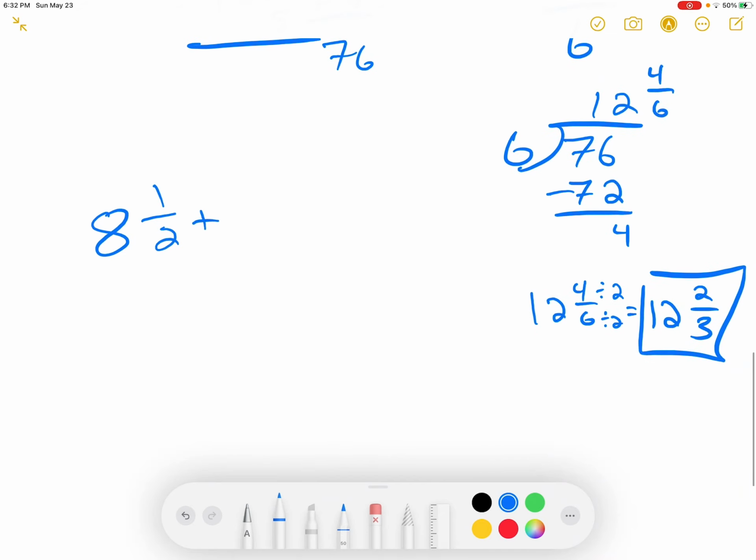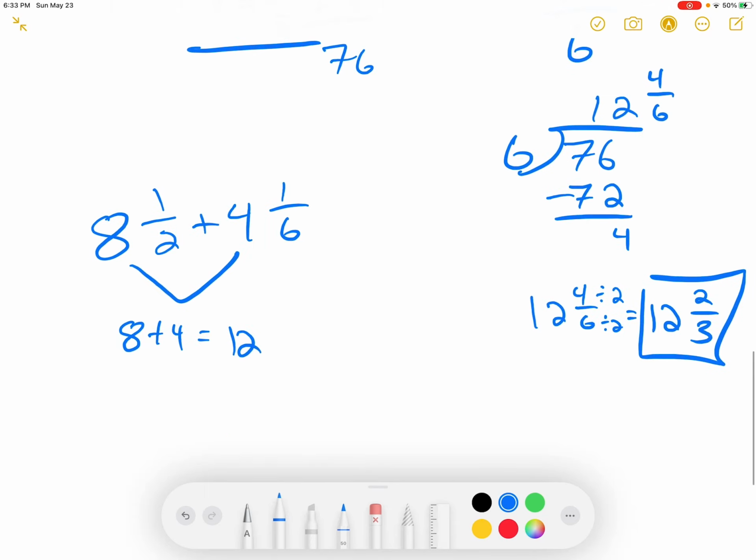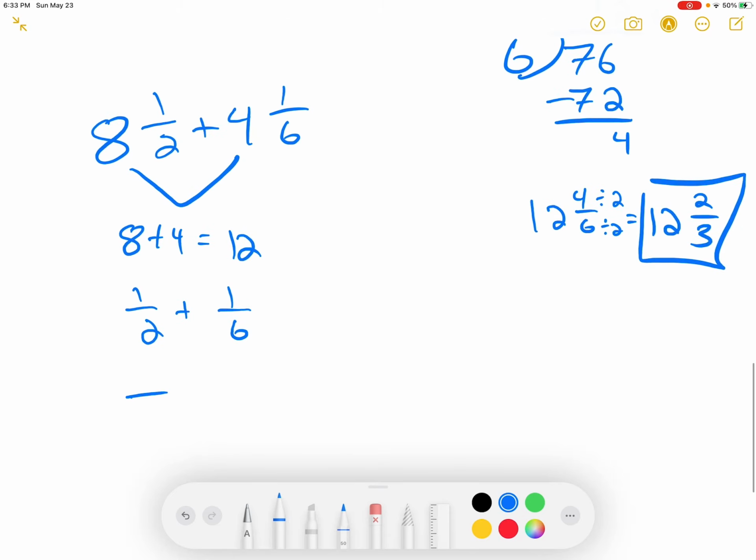Conversely, you could have also done 8 1/2 plus 4 1/6. Add the whole numbers. 8 plus 4 would give you 12. So that was much faster. And then you would do 1/2 plus 1/6, finding a common denominator, which would be 6 again. And then you would multiply 2 times 3, 1 times 3. 2 times 3 would give you the 6. 1 times 3 would give you 3. Oh, this is much faster.